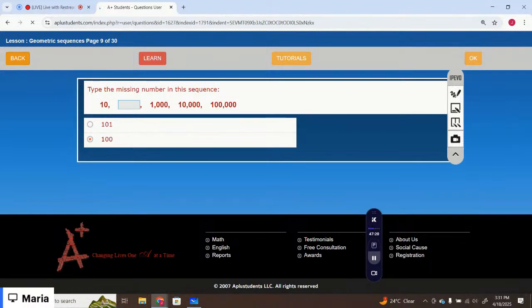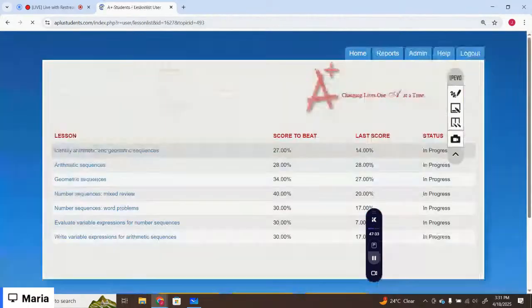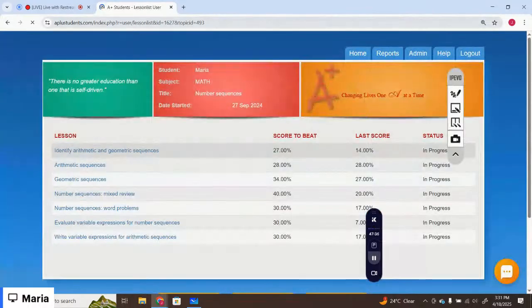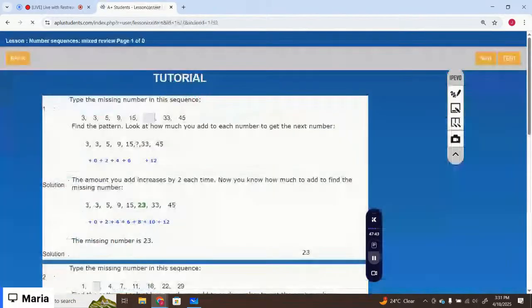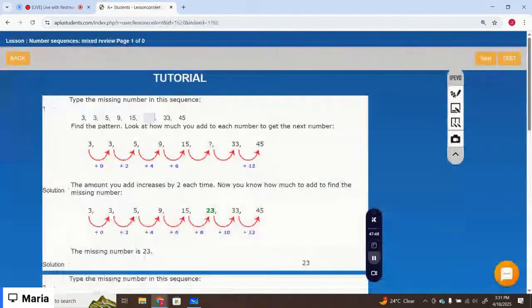Okay, you can complete the lesson by yourself every day. Let me just move on to the next lesson. The next lesson is number sequences mixed review. Type the missing number in the sequence.